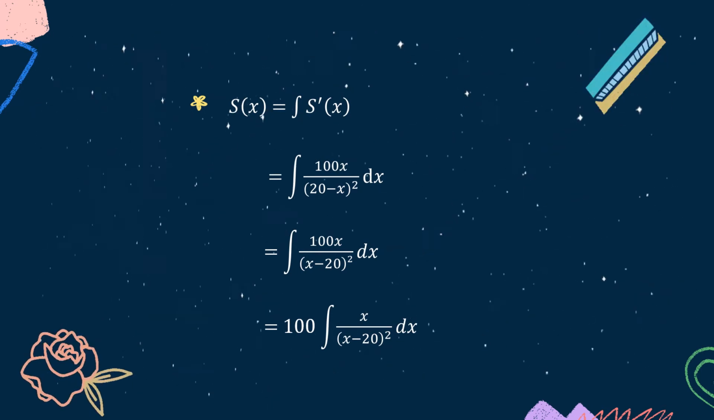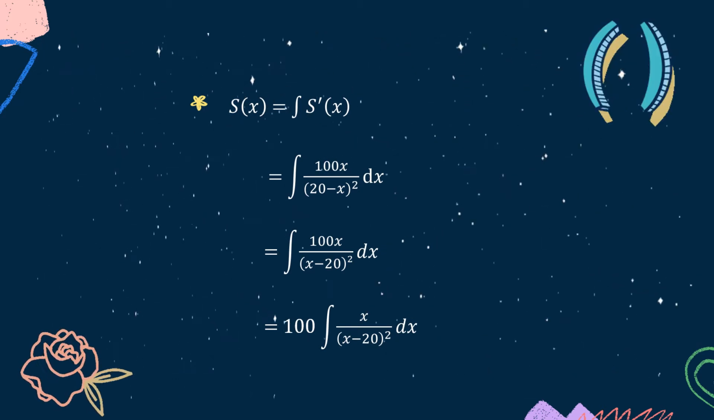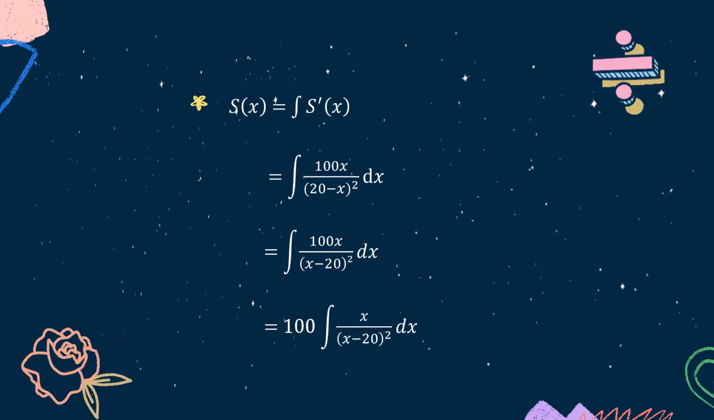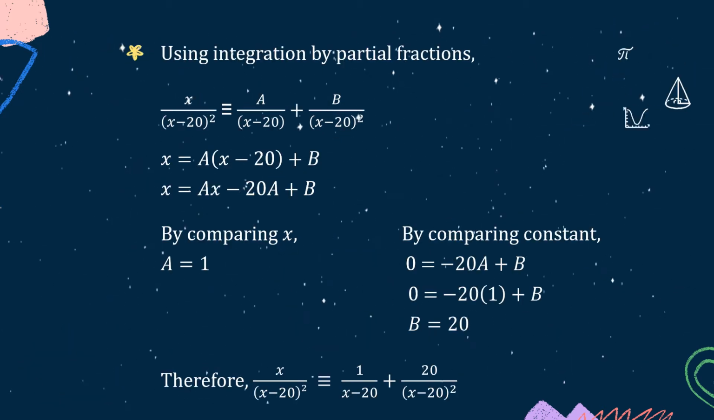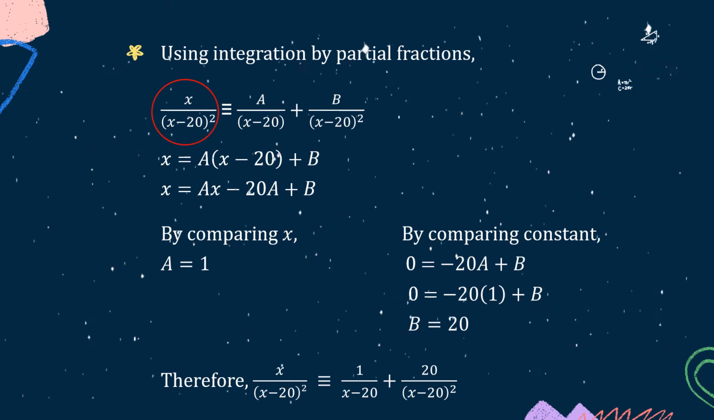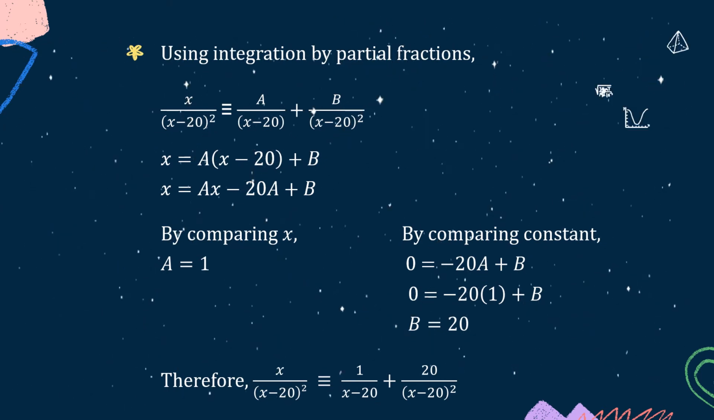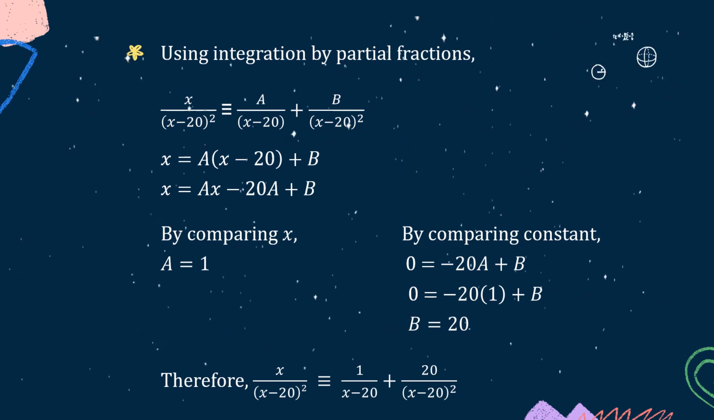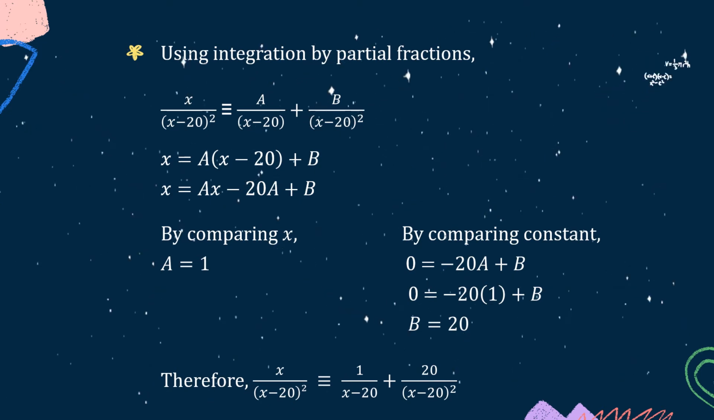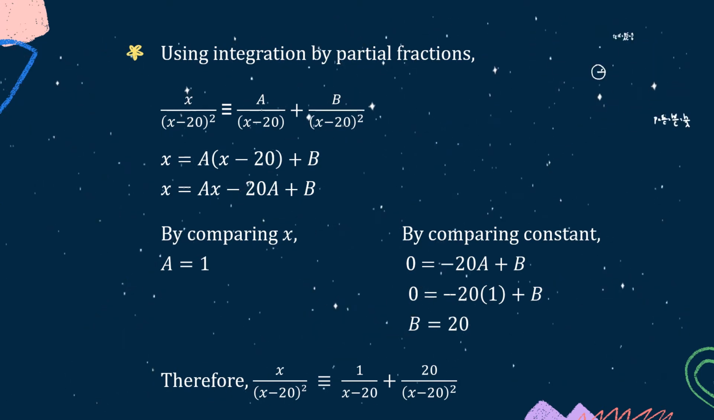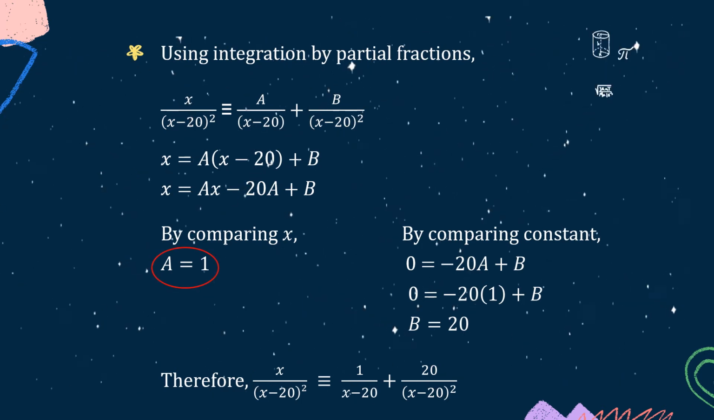So here we just take out our constant, which is 100, and then we integrate the value of x divided by x minus 20 in bracket square. As we can see from this function, both the numerator and the denominator contain polynomials. Therefore, we use the method of integration by partial fractions to find its integral. After we remove all the denominators, we then compare the value of x and the value of the constant. And finally, we will get a equals 1 and b equals 20.